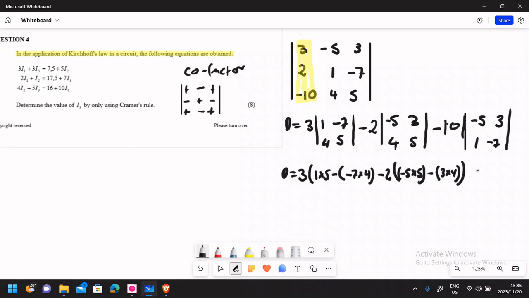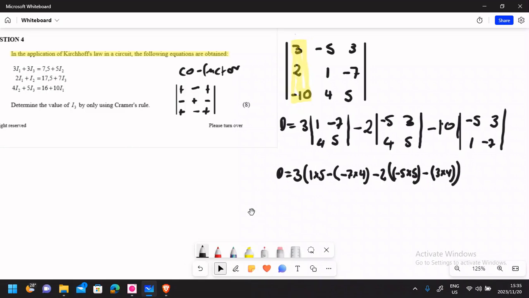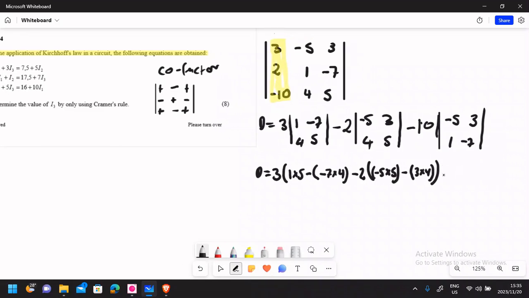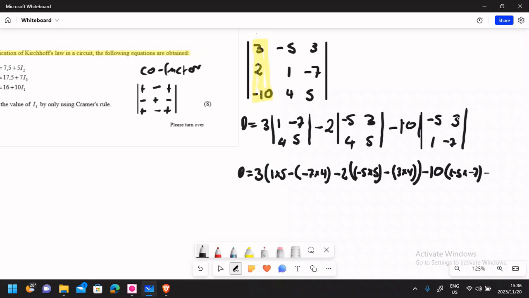Now the last one. I hope you're going to have enough space here, but if you don't, let me create a little bit of space here. And minus 10. Remember, the minor is going to be outside, guys. So this time it's going to be negative 5 multiplied by negative 7. Then minus 3 multiplied by 1, so this is going to be 1 multiplied by 3. So this is what we're going to have. I hope you guys can see.